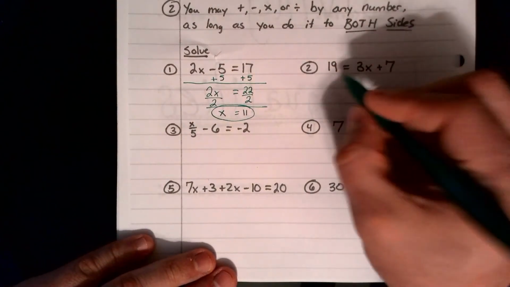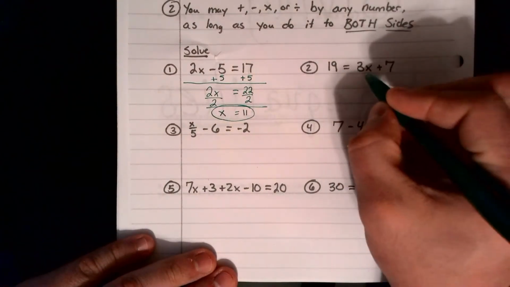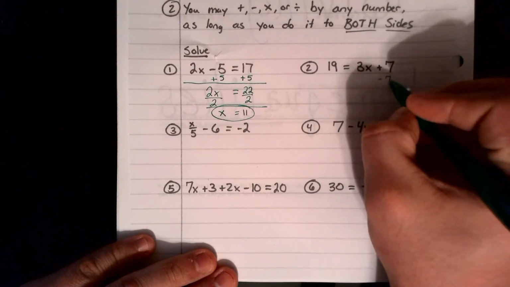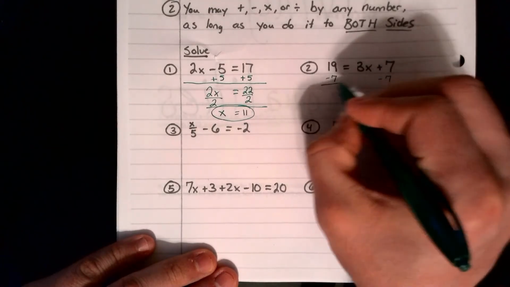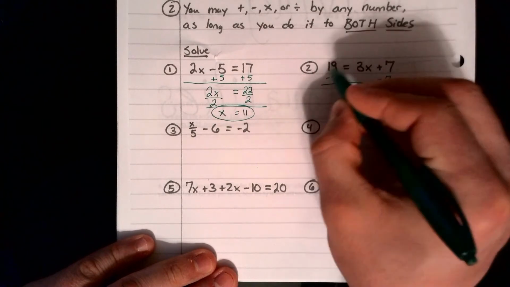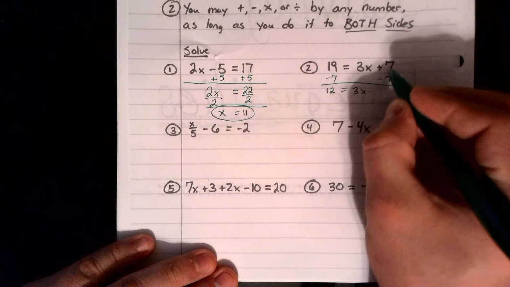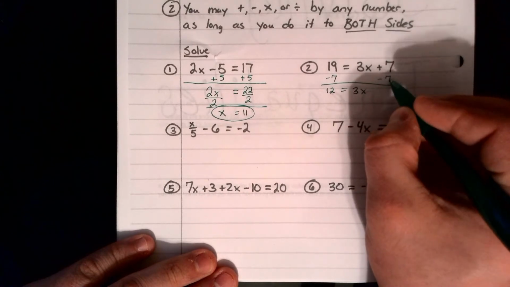Number 2, 19 equals 3x plus 7. We want to get that x alone right there. We're going to get rid of the plus 7 first by taking away 7 from both sides. Bring our equal sign straight down. 19 minus 7 is 12. We're left with the 3x over here, and the 7's are gone because 7 minus 7 is 0.